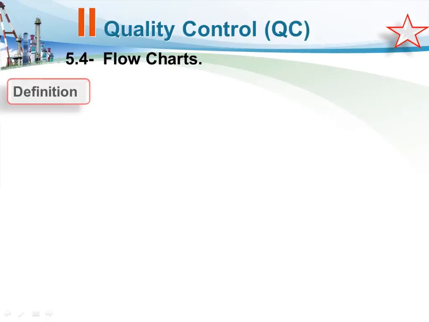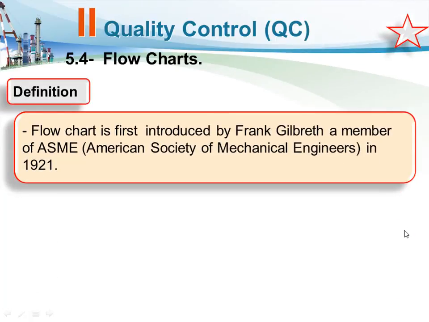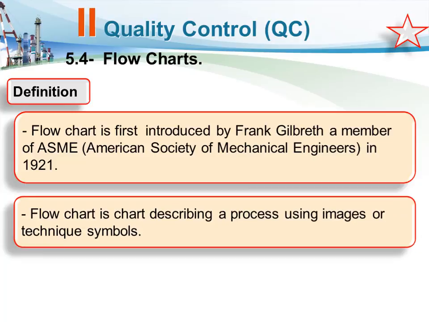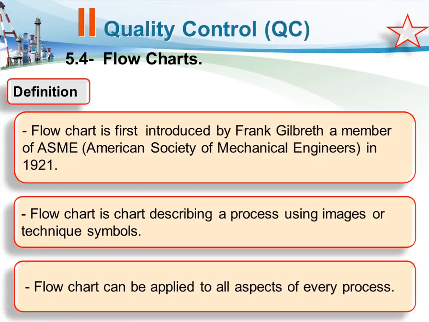The fourth quality control tool, flowchart. Definition. Flowchart was first introduced by Frank Gilbreth, a member of ASME, the American Society of Mechanical Engineers, in 1921. Flowchart is a chart describing a process using images or technical symbols. Flowchart can be applied to all aspects of every process.